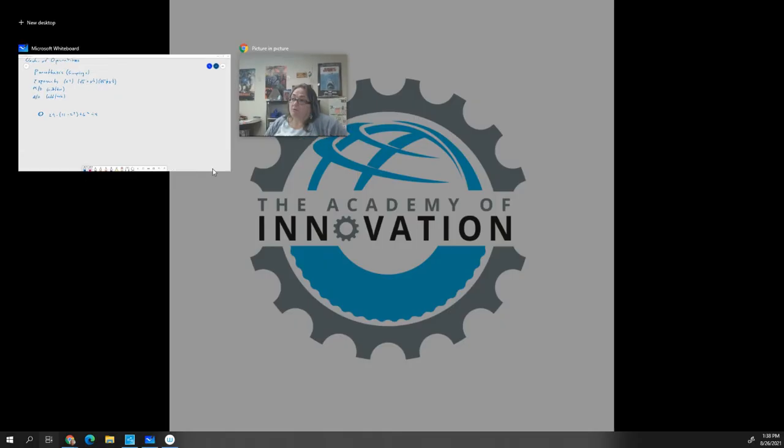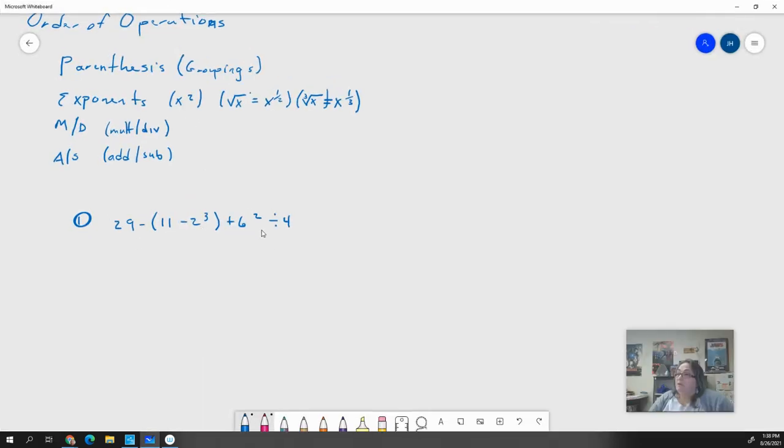And if we look at this now, we can see that right in here is our parentheses, right? We're going to deal with what's inside the parentheses. P does not relate to what's going outside the parentheses, only what is inside. So we're going to deal with this first. So I'm going to go 29 minus, and we're going to deal with what's in here. I have 11 minus 2 cubed. Well, that would be 11 minus 8 plus 6 squared. We'll keep that divided by 4.